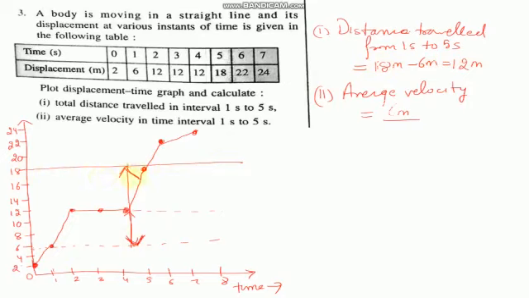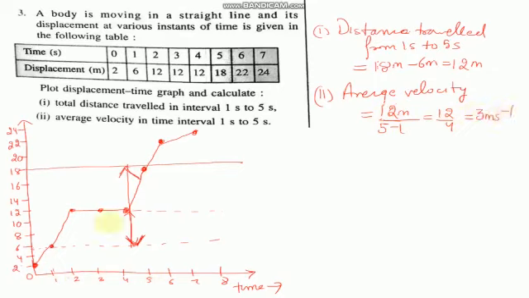What is average velocity? Average velocity is the total distance travelled over total time taken. We have to find out the average velocity from 1 second to 5 seconds. How much distance has been travelled from 1 second to 5 seconds? Just now we have seen the distance travelled is 12 meter. And what is the time taken from 1 second to 5 seconds? It is 5 minus 1, that is 12 by 4, which is equal to 3 meter per second.